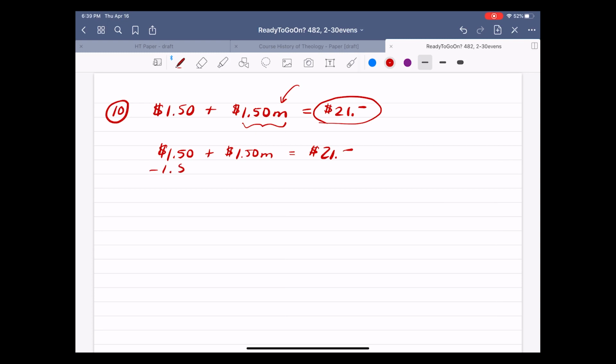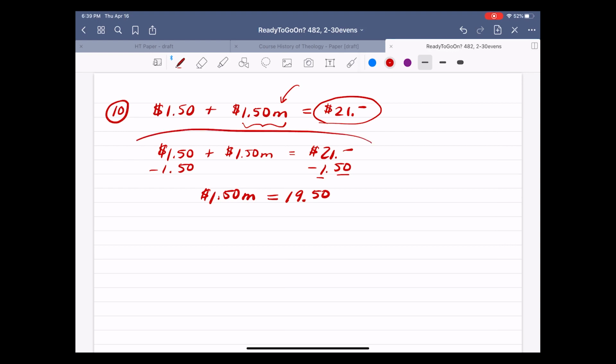First, we've got to get rid of this $1.50. If we subtract it from the left, we have to subtract it from the right. I'm left with $1.50 a mile equals $19.50, since $21 minus $1.50 is $19.50. So we've got $1.50 m equals $19.50.